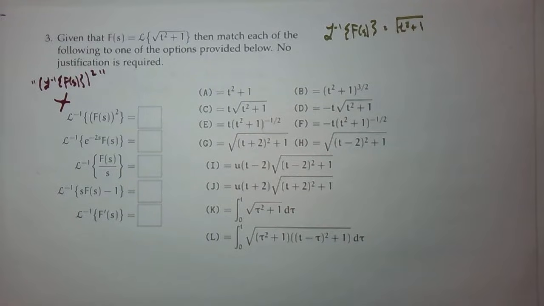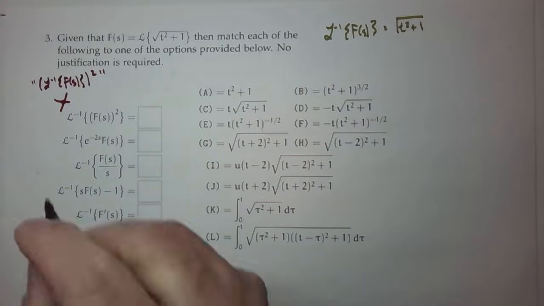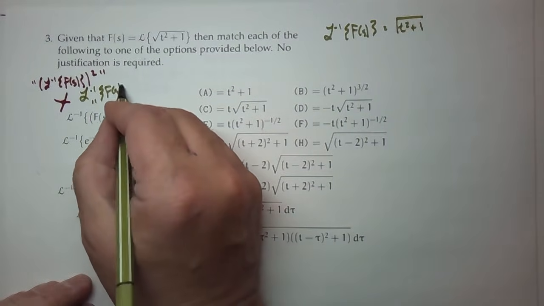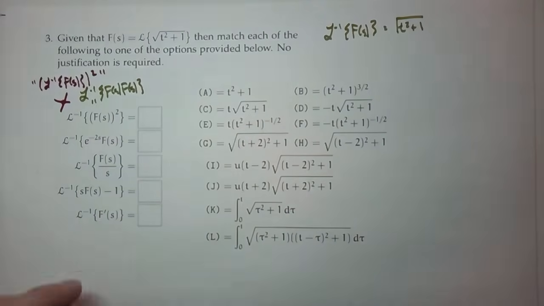Okay, so that's out. So we think to ourselves, okay, well, there's nowhere on our formula sheet that has function squared. So we start to ponder. What's another way to write F(s) squared? Does anybody know another way to write F(s) squared? It's F(s) times F(s). So it's a product of 2 things. And there is a formula on the formula sheet for handling the inverse Laplace of a product. What's the tool? It's convolution.